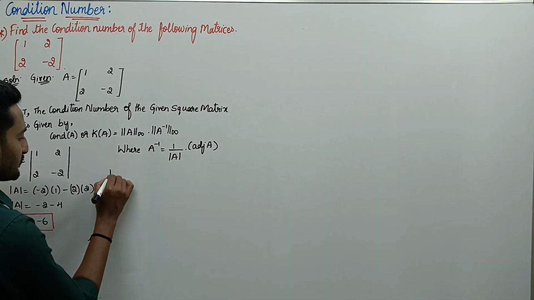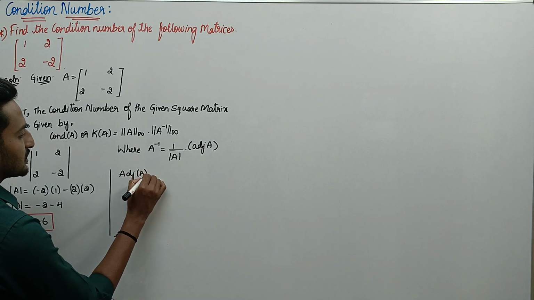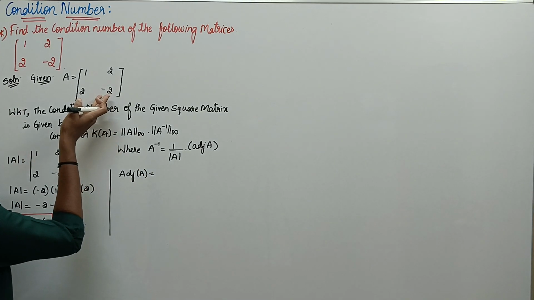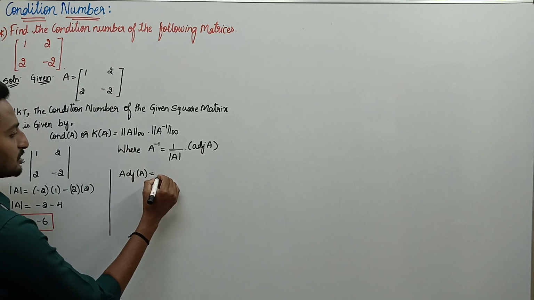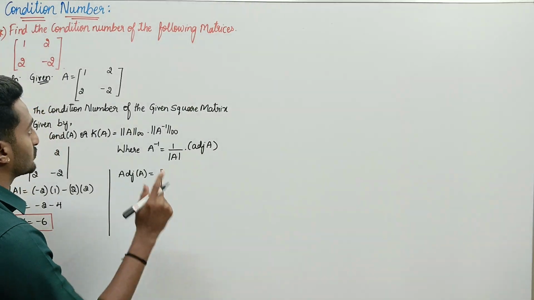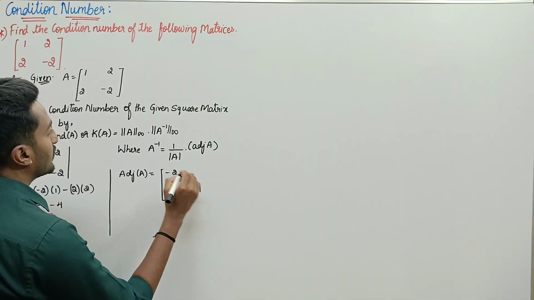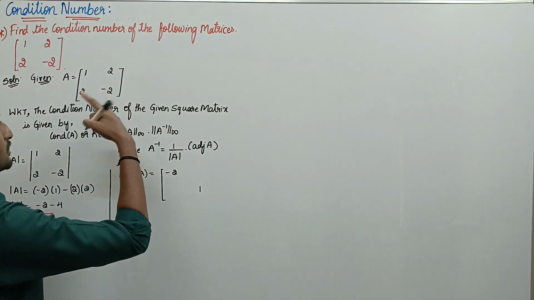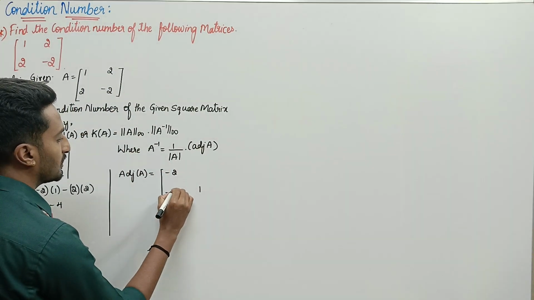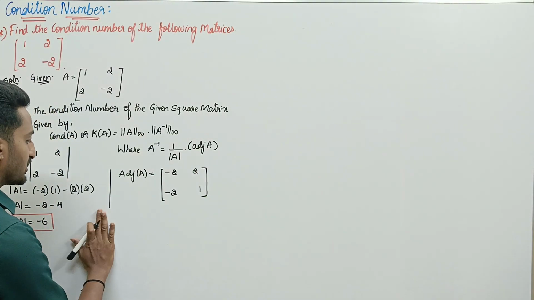Adjoint is very easy. That is, adjoint of A is given by, just change the diagonal elements. First, change the diagonal in 2 cross 2. Only it is applicable in 2 cross 2. Change the diagonal elements. Minus 2, 1. Now apply the sign for the remaining elements, that is upper triangular and lower triangular. This is our adjoint of A.